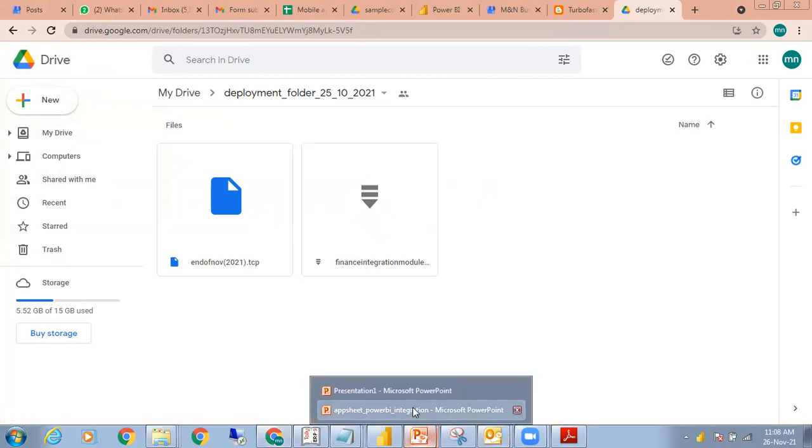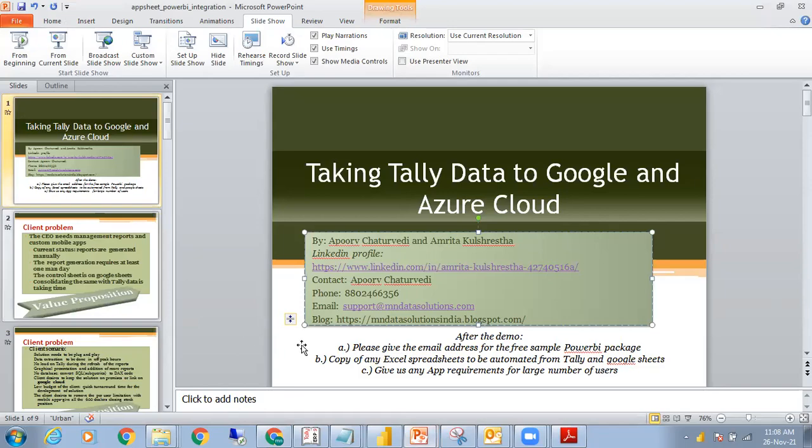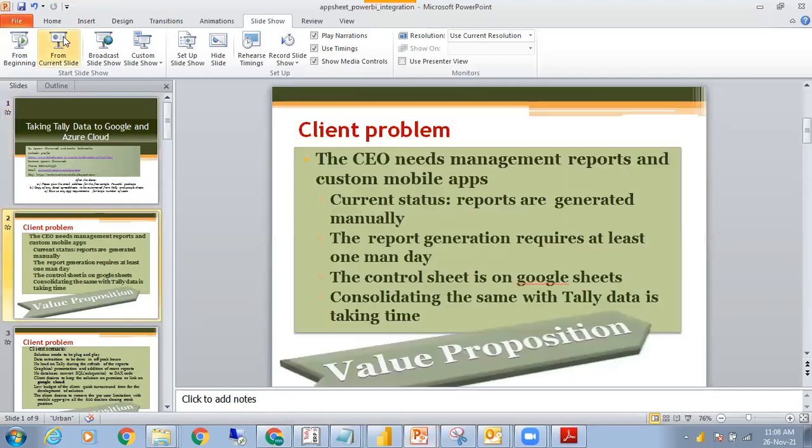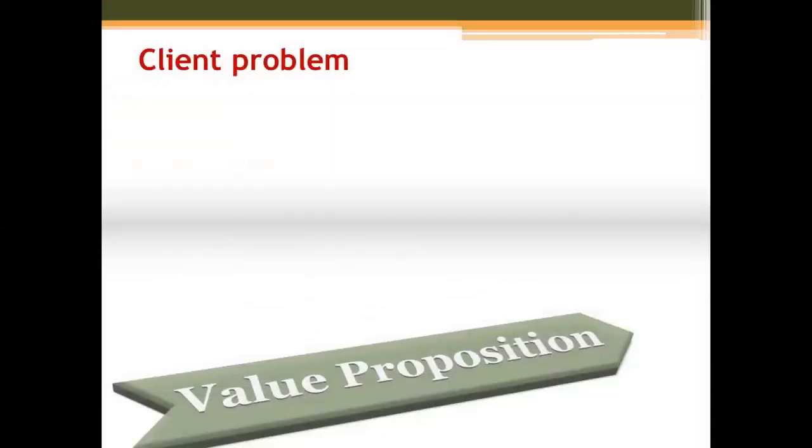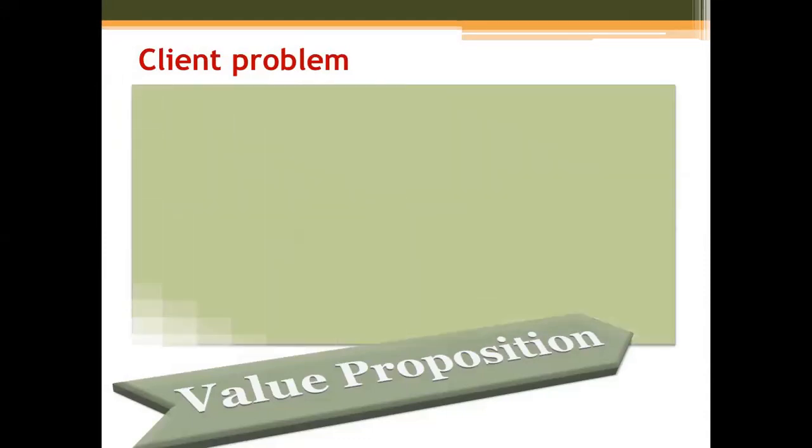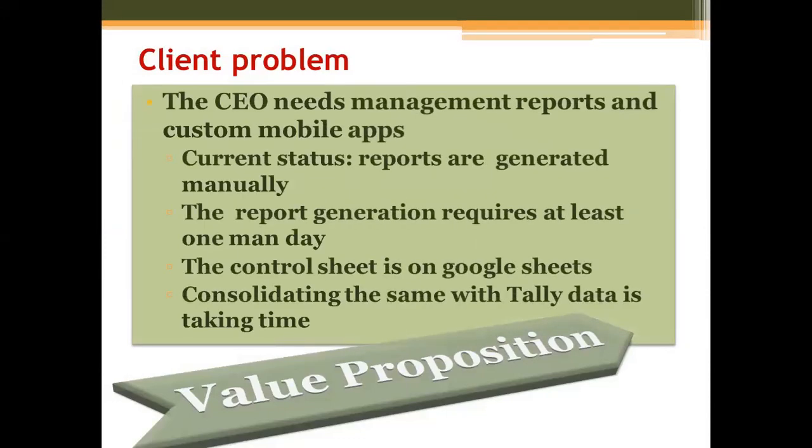Now I come down to my demo. What is the client problem we are looking to solve? The client is currently generating the reports manually. The report generation takes at least one man day. The control sheet is on the Google spreadsheet, so he wants the control to remain on the cloud, and he wants a cloud-based solution. And consolidating the Google Sheets with Tally data is taking time.